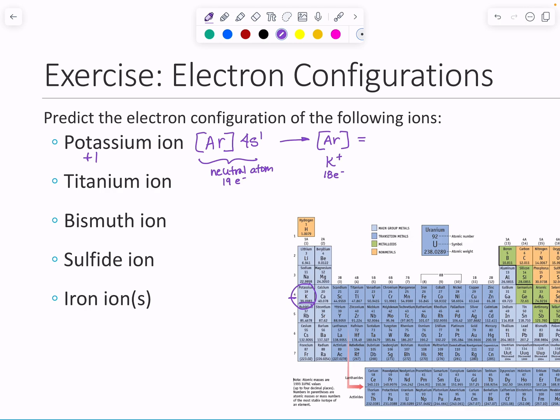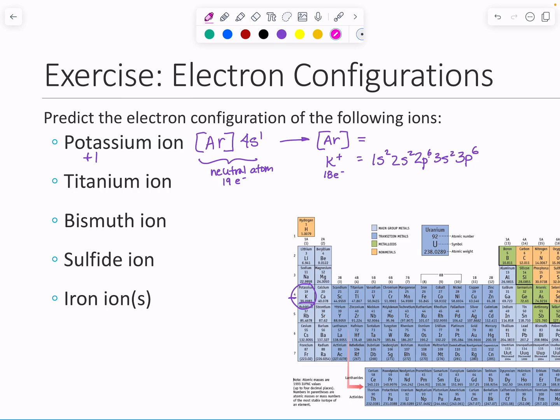And so our electron configuration in SPDF notation for the potassium ion is going to be 1s2, 2s2, 2p6, 3s2, 3p6. Okay? And let's check. We have 6, 8, 14, 16, 18. That's 18 electrons. Okay. All right.